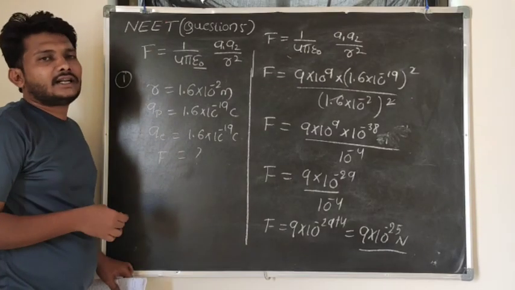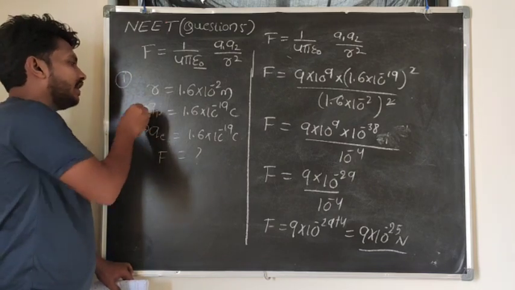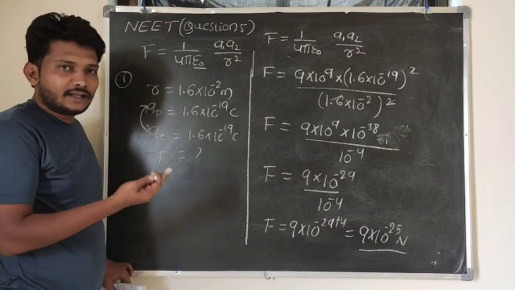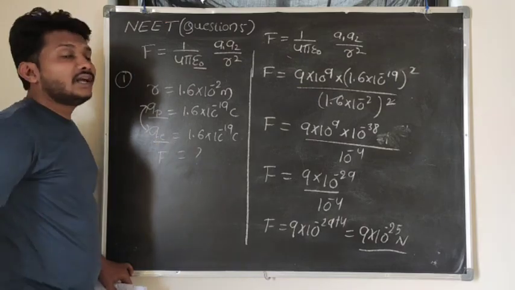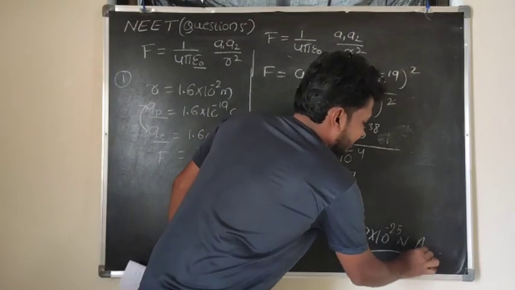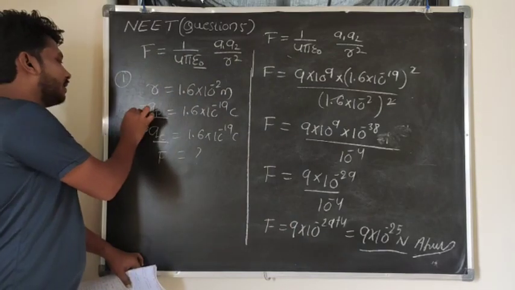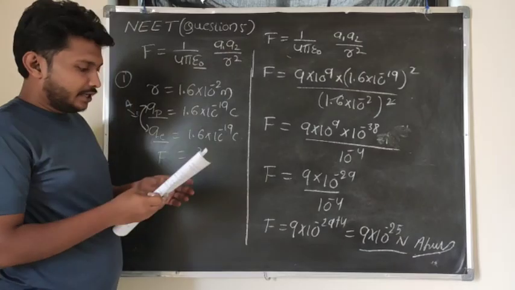Whether this force is attractive or repulsive: here opposite or unlike charges are there. From the properties of charges, like charges repel each other, whereas unlike charges attract each other. Between the proton and the electron there must be an attractive force. What kind of force is present here? Attractive force. Did you get my point here? We'll solve the next numerical.